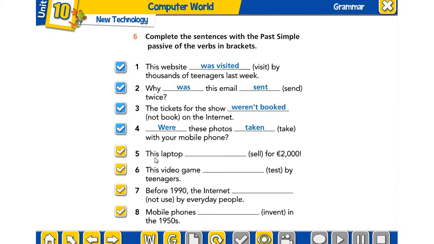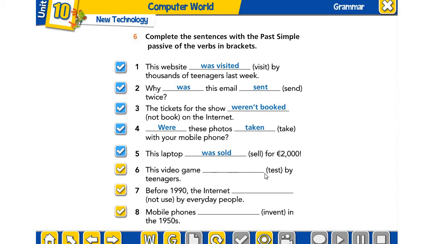Okay, and this laptop, this is not a question, this is not negative, this is a positive sentence, affirmative sentence. Laptop, this is not plural, singular, so I have to use was. Sell is irregular. For sell, I have to use sell, verb 1, sold, verb 2, sold, verb 3. Verb 2 and verb 3, they are the same. So this laptop was sold for 2,000 euros.